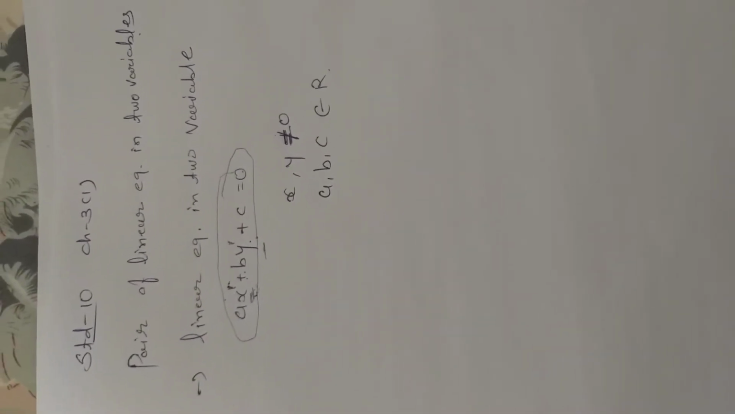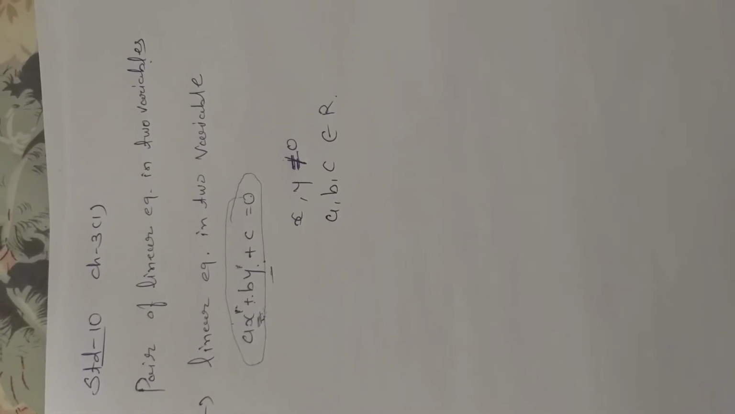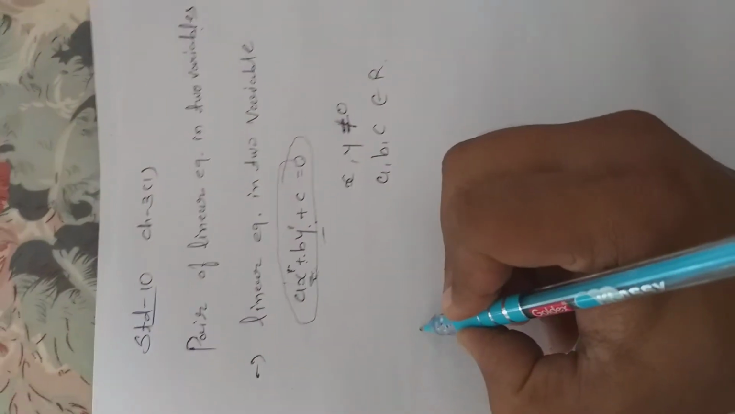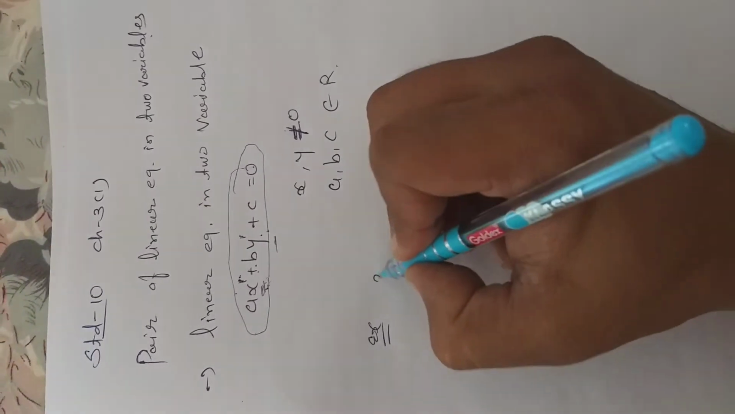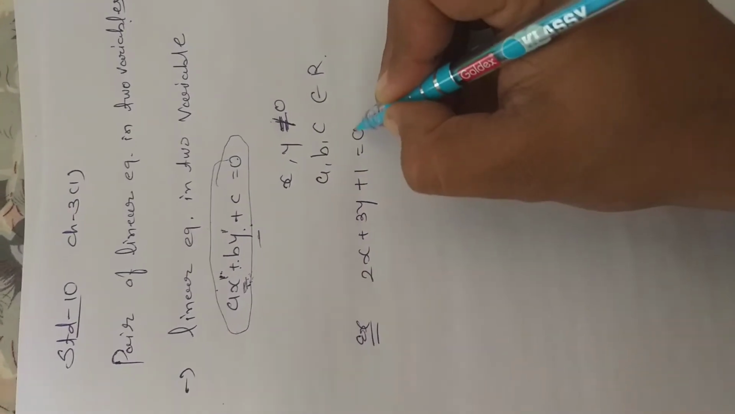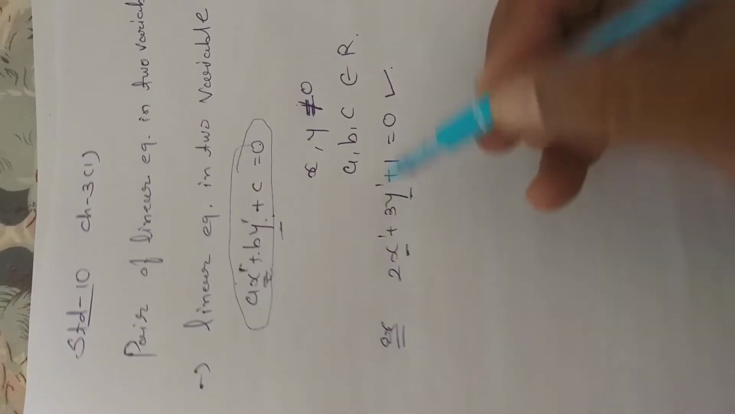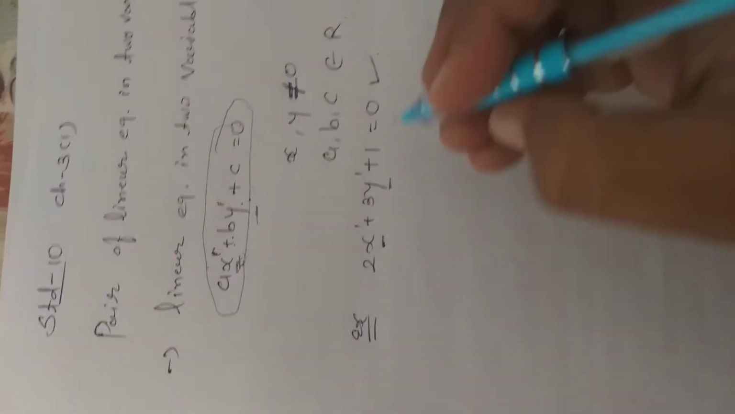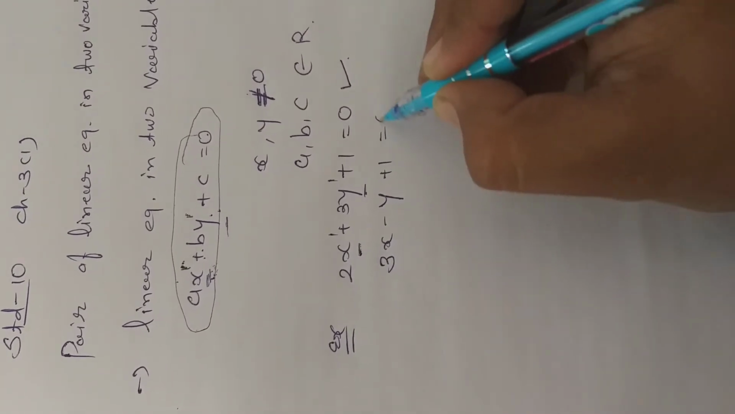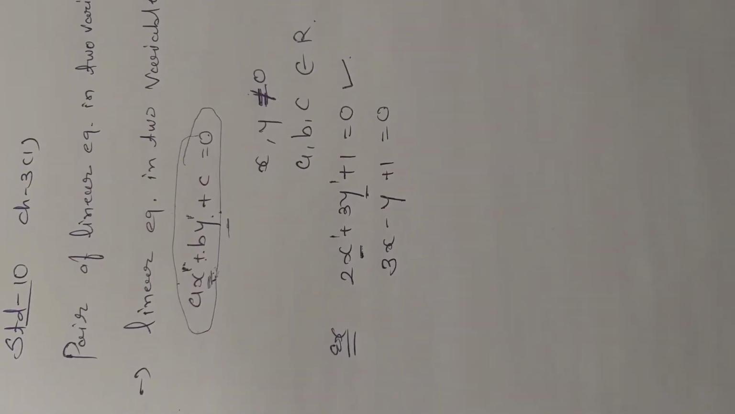Remember that in any linear equation, power of variable will be 1, not less than 1 or not more than 1. For an example, I can say that 2x plus 3y plus 1 is equal to 0. It is a linear equation in two variable, because x and y are two variables and power of these two variables are maximum 1. I can say 3x minus y plus 1 is equal to 0. It is also called a linear equation in two variables.